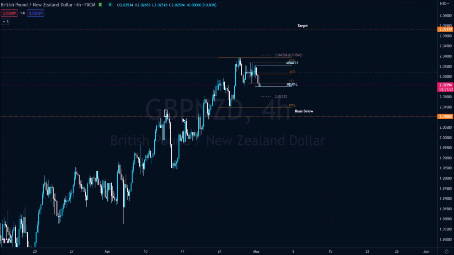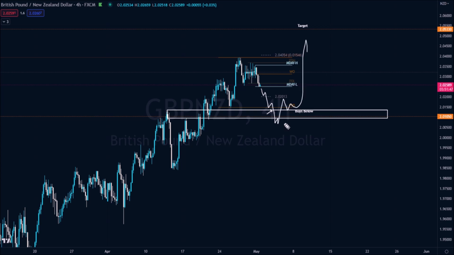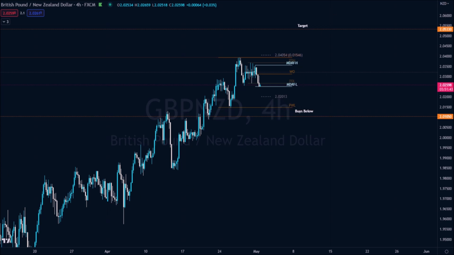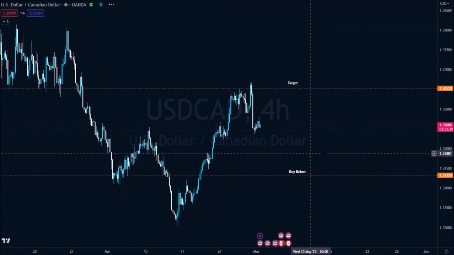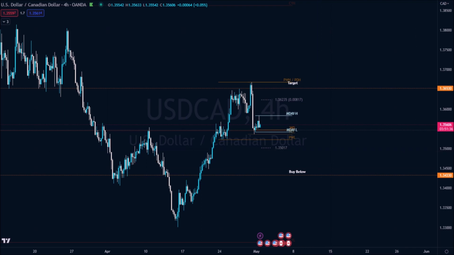Nice structure here. Previous weekly low. If we take that previous weekly low into a buy area, look for deviation, and we're looking for this continuation to the upside on Pound New Zealand. And that's really it. That's what I'm looking at for FX. We'll take a look at Bitcoin and Ethereum.